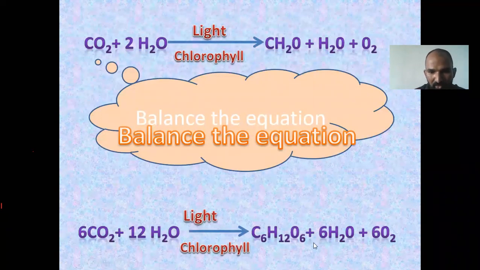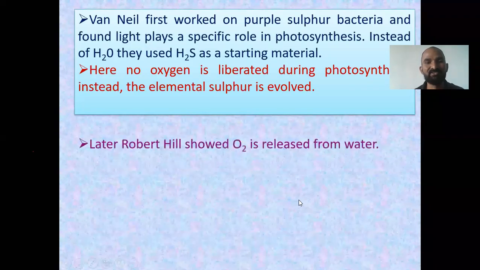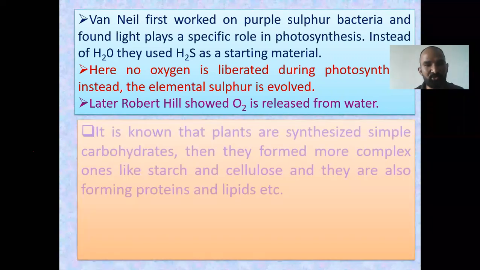Actually, the carbohydrate contains oxygen molecules and water also contains oxygen molecules. So these oxygen molecules may come from the water molecule or maybe from the carbon dioxide molecule. But it comes only from the water molecules. This water undergoes photolysis and liberates the oxygen molecule. That was confirmed by the scientist Robert Hill. That's why the Hill reaction is also proposed.